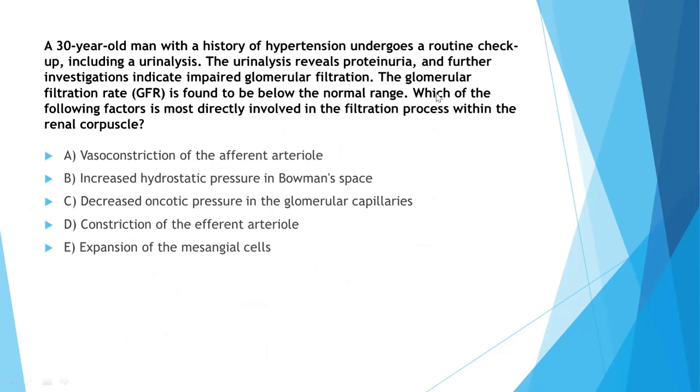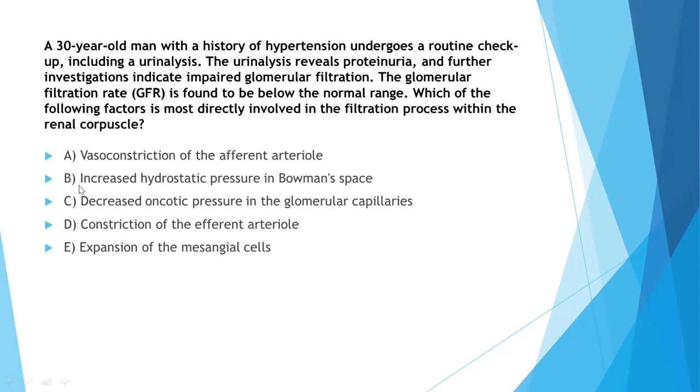So, which of the following factors is most likely involved in the filtration process within the renal corpuscle? A 30-year-old man with a history of hypertension undergoes a routine checkup, including a urine analysis. The urine analysis reveals proteinuria, and further investigation indicates impaired glomerular filtration. The glomerular filtration rate is found to be below the normal range. Which of the following processes or factors is most likely involved in the filtration process within the renal corpuscle?